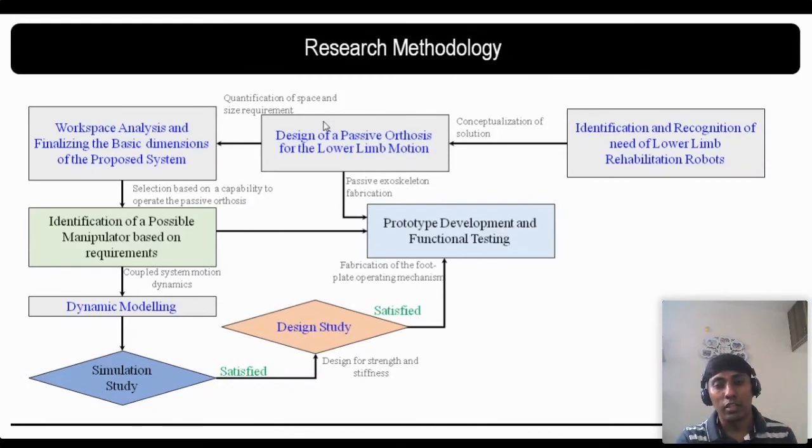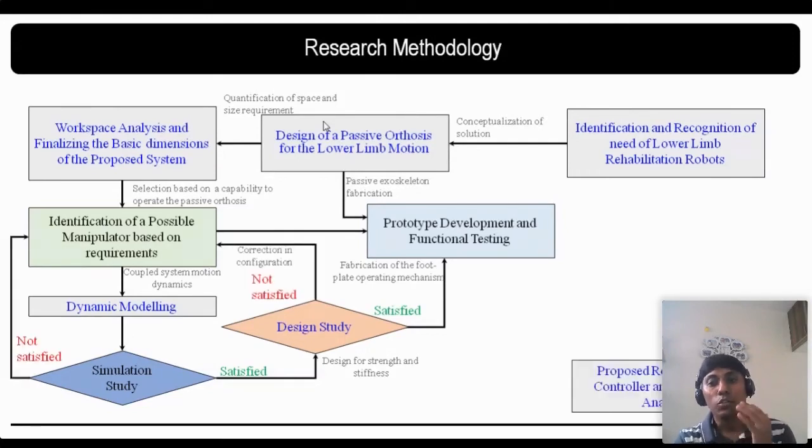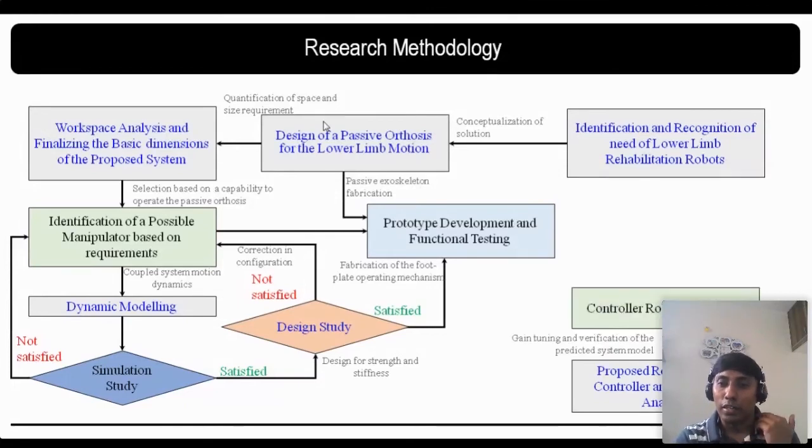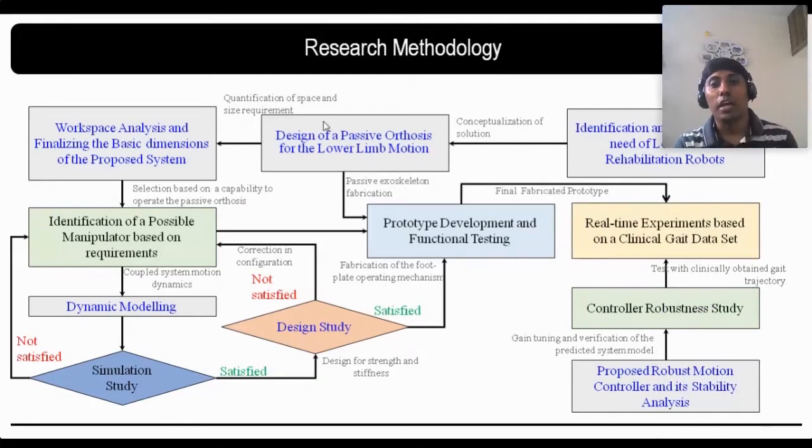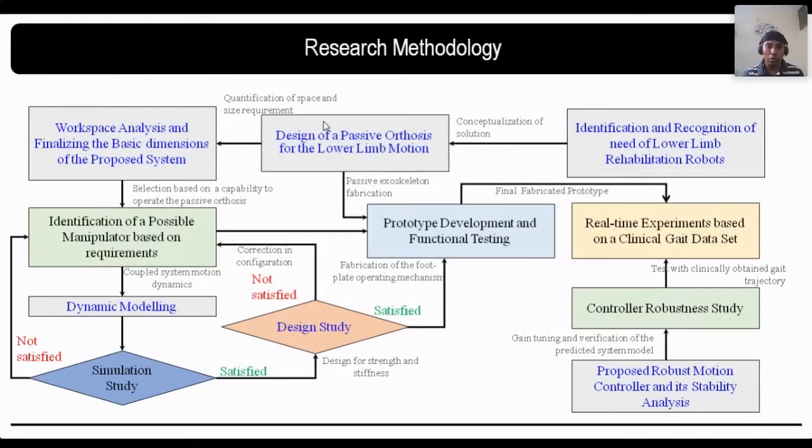For doing the test, the robot is not only a mechanical system, it involves the control aspect. So you start with the controller. You propose some motion controller, do the stability analysis and perform several robustness studies, and then enhance that with the real-time prototype and clinical gait data. So this is the research methodology we are supposed to adapt. In that direction, if there are any improvements, you can redesign at any stage.